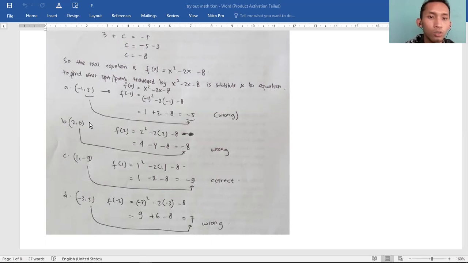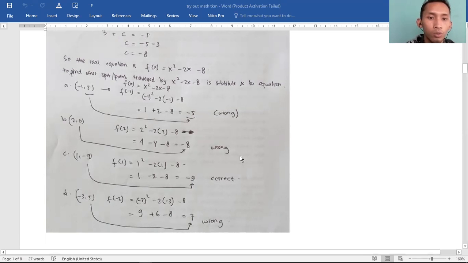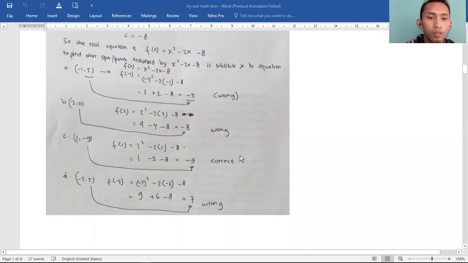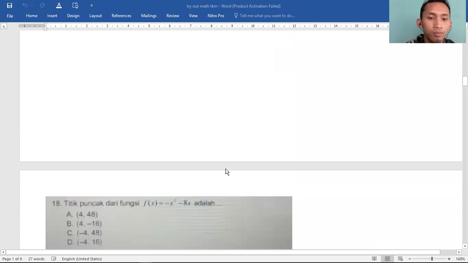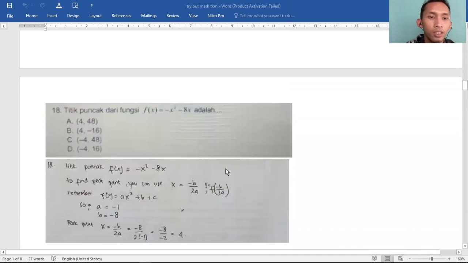You can check it also with 2 and 0. You can try it by yourself so you know how to do it. You just substitute it into this equation and then you will find the answer, which is -8. Also, that is different. It means that's a wrong answer as well. It happens also for C and D. And the answer is C. Try it. Okay, and then number 18.